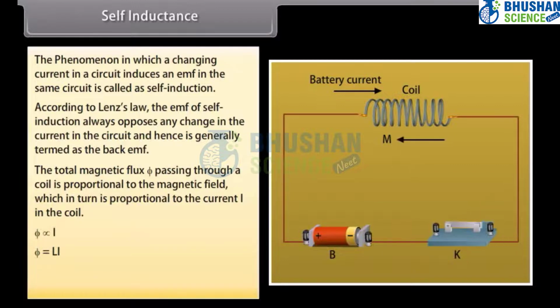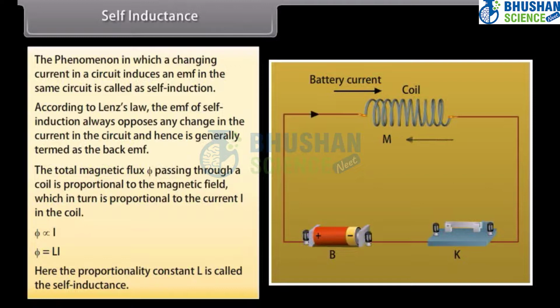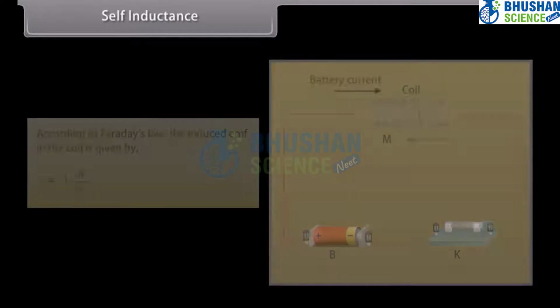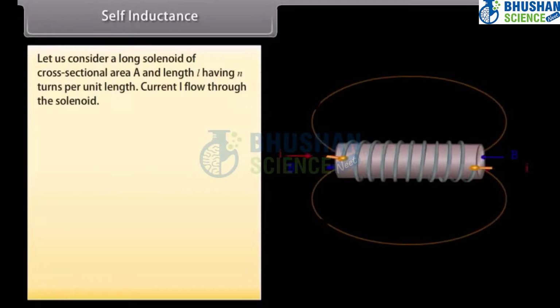Phi equals the product of L and I. Here the proportionality constant L is called the self-inductance. According to Faraday's law, the induced EMF in the coil is given by minus L dI by dt. Let us consider a long solenoid of cross-sectional area A and length L having n turns per unit length. Current I flows through the solenoid.